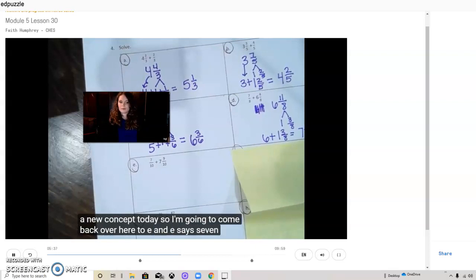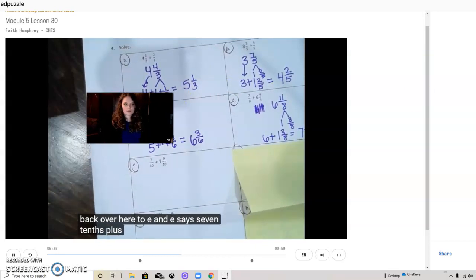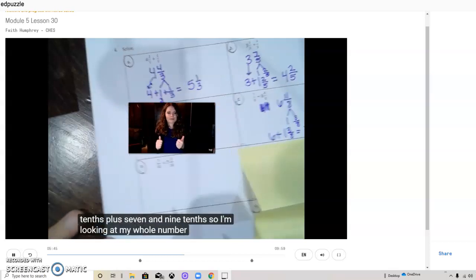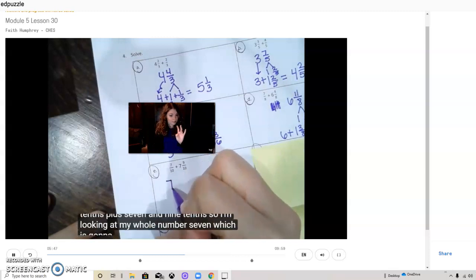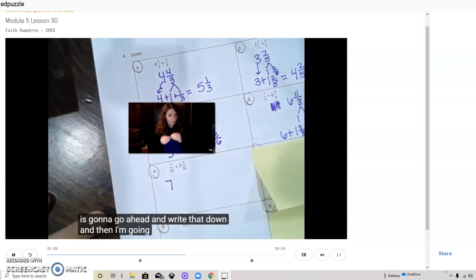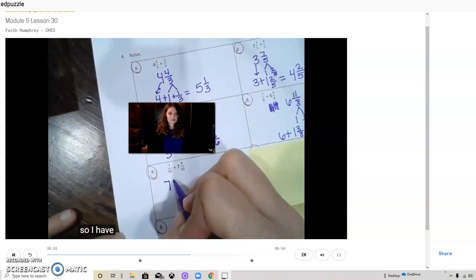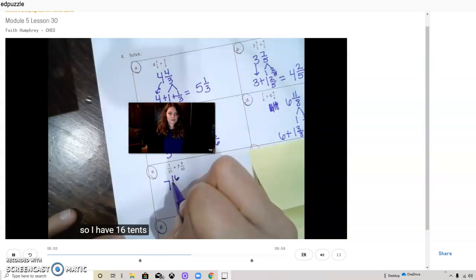And E says 7/10 plus 7 and 9/10. So I'm looking at my whole number 7. I'm just going to go ahead and write that down. And then I'm going to add 7/10 plus 9/10. I'm going to add the two fractions together. So I have 16/10.